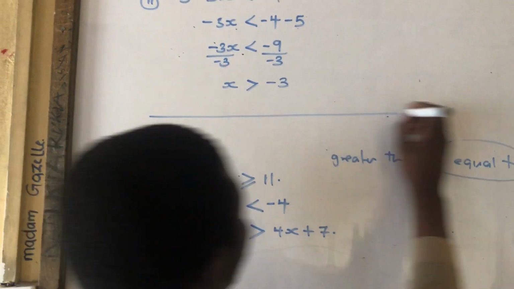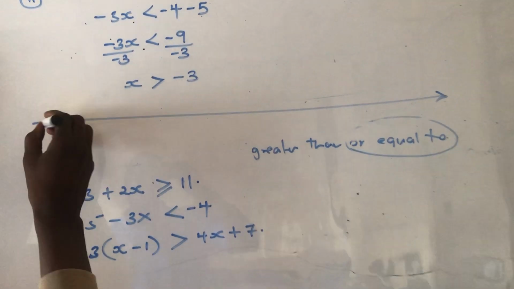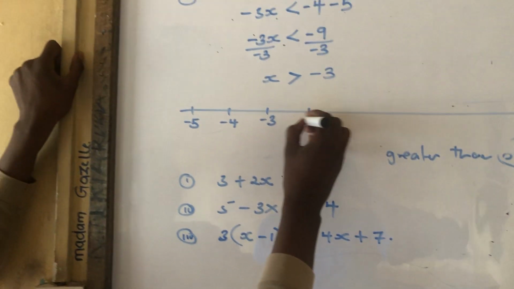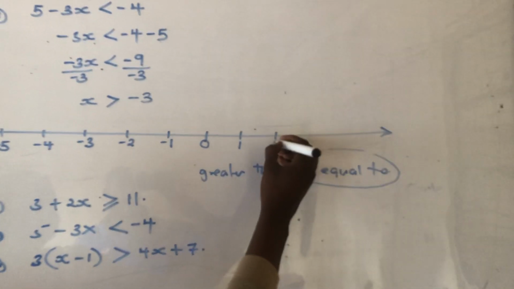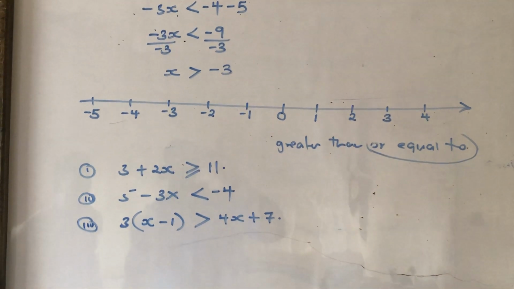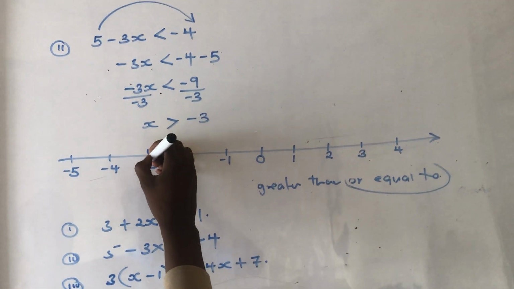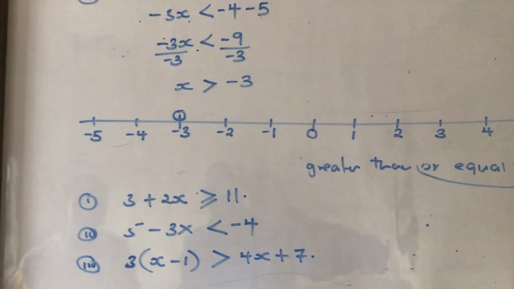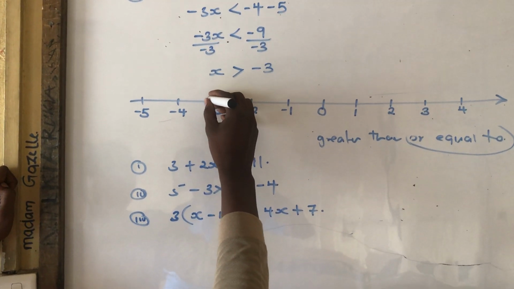How will this look like in a number line? In a number line, I will have negative 5, negative 4, negative 3, negative 2, negative 1, 0, 1, 2, 3, and 4. At negative 3, we will have a dot. Take note, this time round, our dot must not be shaded. So in fact, it is better you place the dot in this manner.